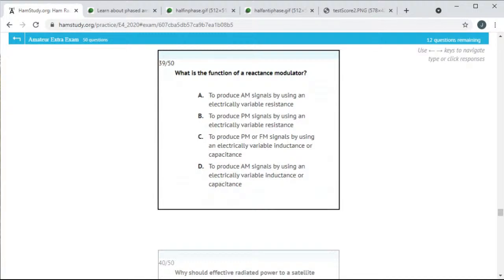What is the function of a reactance modulator? A, to produce AM signals by electrically variable resistance. B, to produce PM signals by using electrically variable resistance. C, to produce PM or FM signals by using electrically variable inductance or capacitance. D, to produce AM signals by the use of an electrically variable inductance or capacitance.